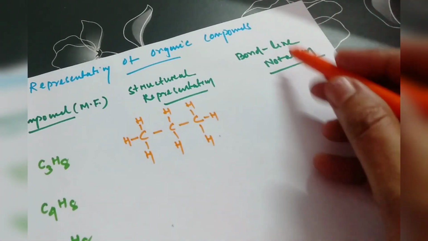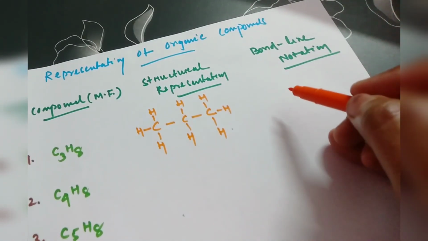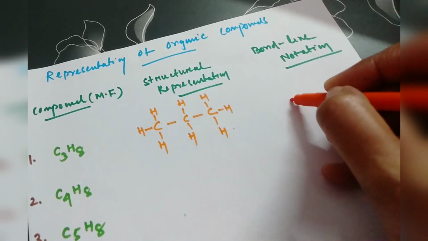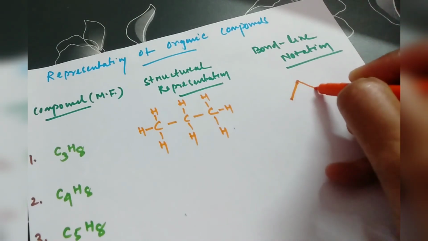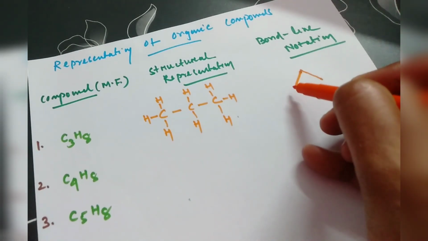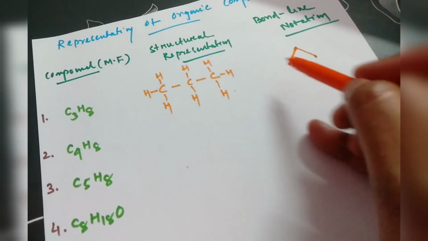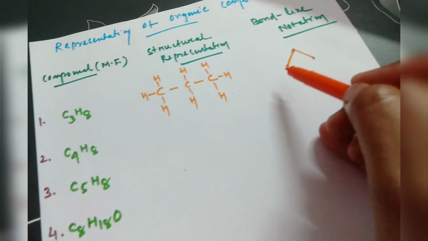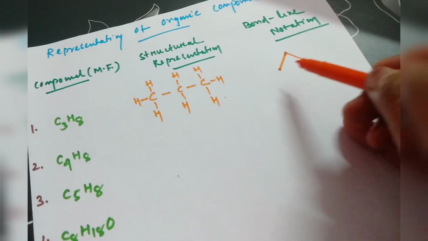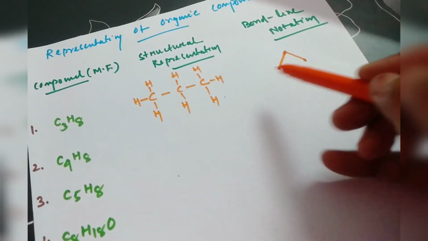Now how can you write the bond line notation? In bond line notation, remember, the carbons are always present at each corner. How many carbons are there? 3 carbons. So I write 1 carbon atom, another carbon atom, and this one. In each terminal as well as in each corner there is a carbon atom. This is 1 carbon atom, this is another carbon atom, and this is another. Don't show the hydrogens in the bond line notation; by default it shows the satisfaction of hydrogens along with the carbons. So this is the bond line notation of this compound.